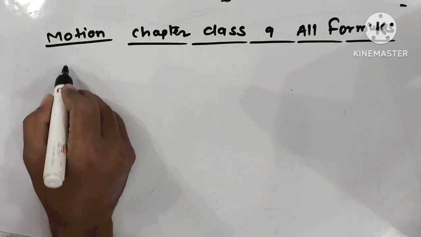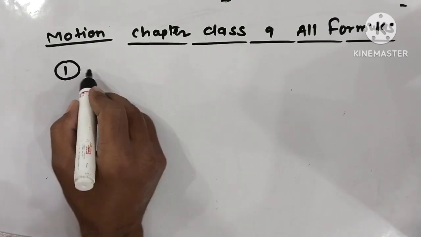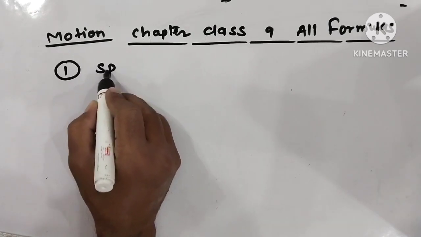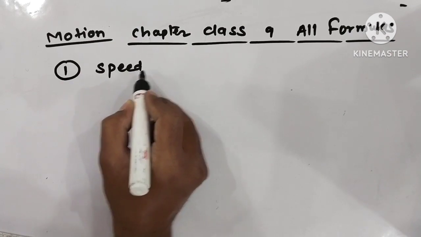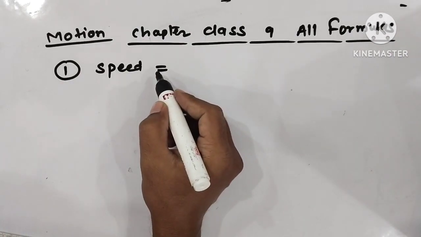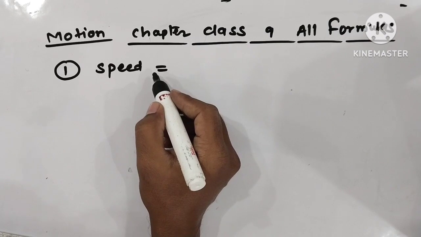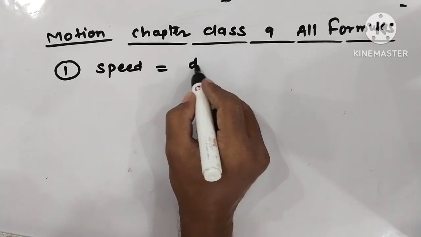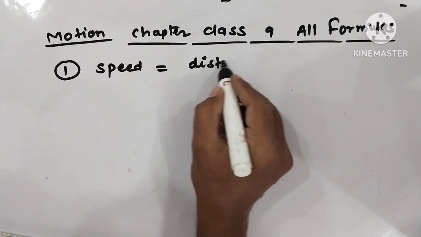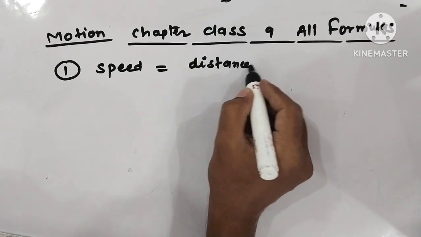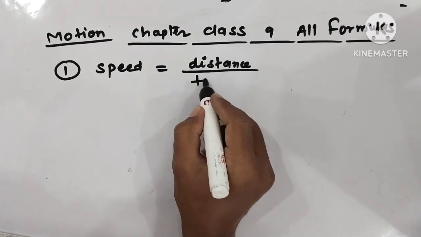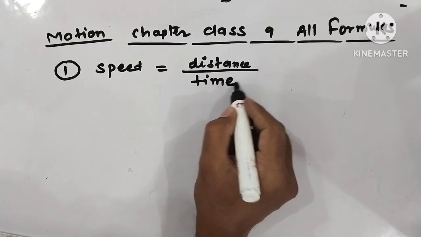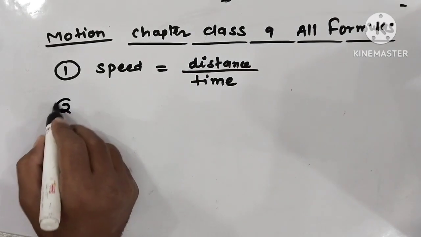Formula number 1, speed. Speed is equal to distance by time. Distance by time.